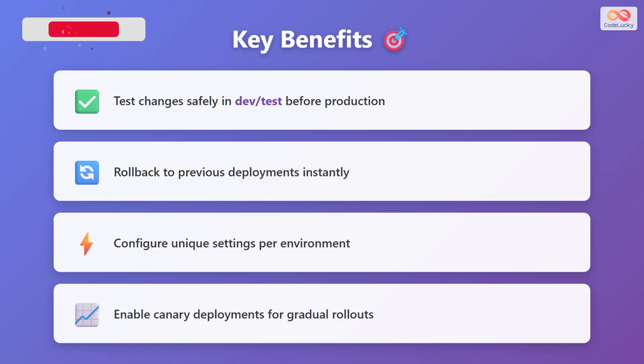Using stages provides several key benefits. First, you can test changes safely in dev and test environments before production. This reduces the risk of bugs reaching your users. Second, you can roll back to previous deployments instantly if something goes wrong. Third, each stage can have unique settings configured for its specific purpose, whether that's aggressive caching in production or detailed logging in development. Finally, stages enable canary deployments for gradual rollouts, where you can test new versions with a small percentage of traffic before fully committing. These benefits make stages essential for professional API management and deployment practices.